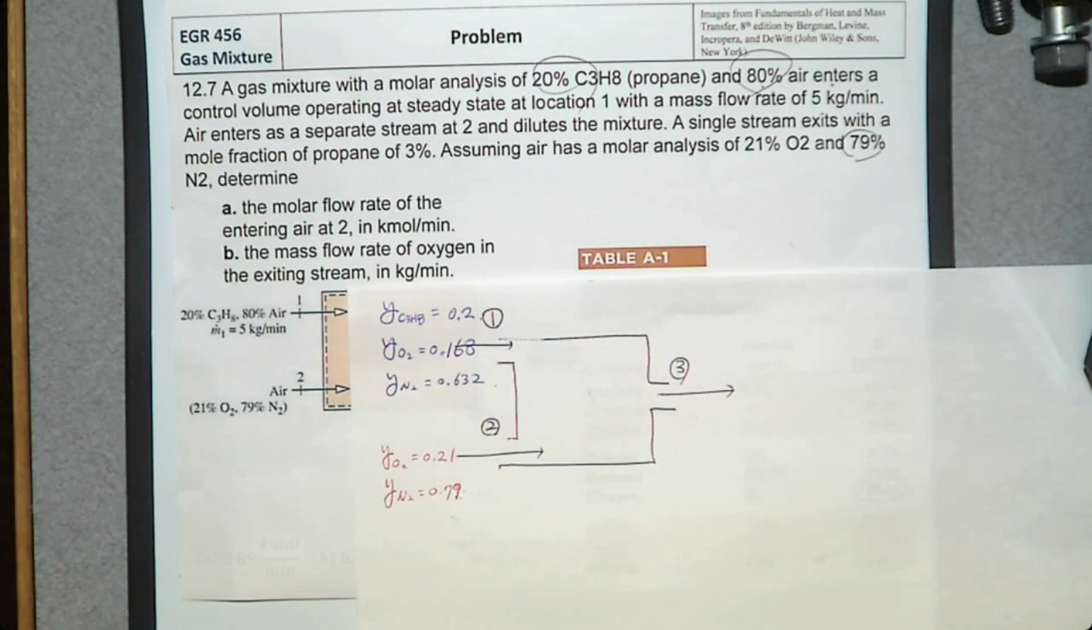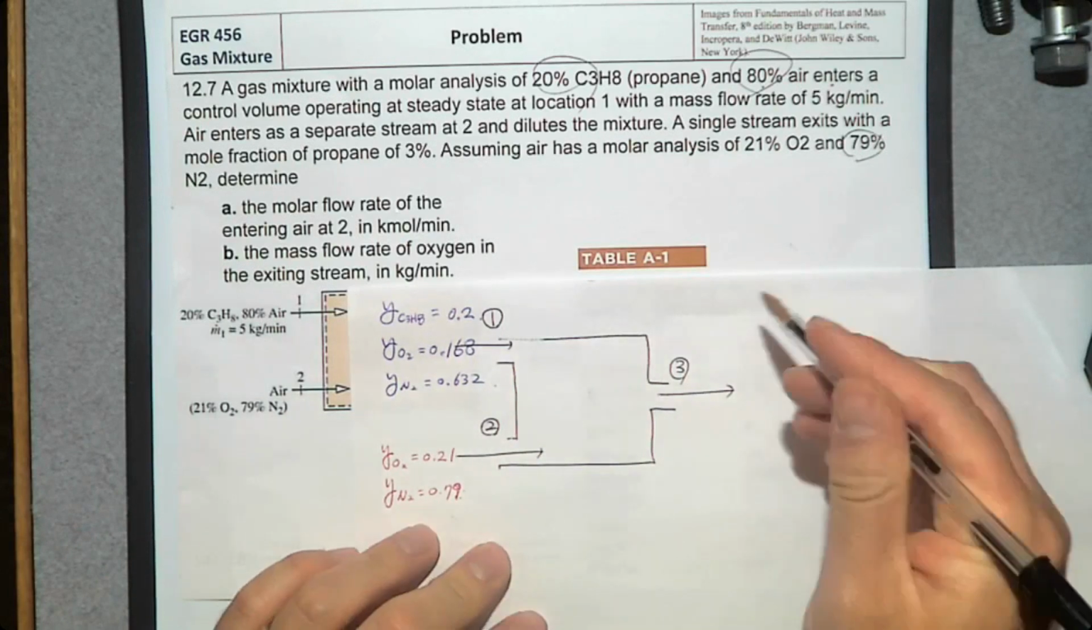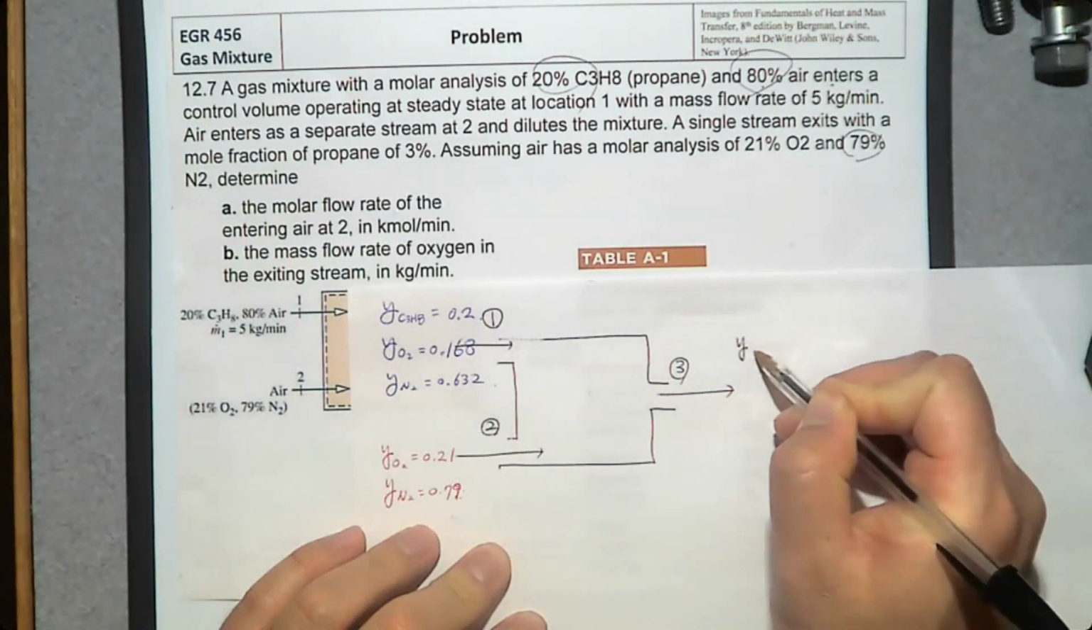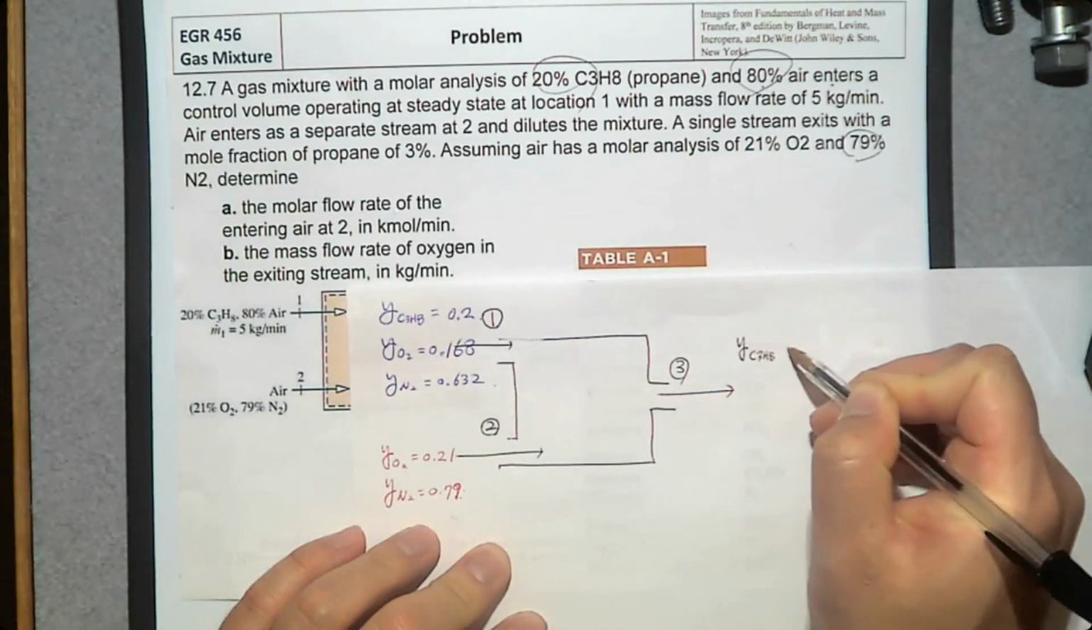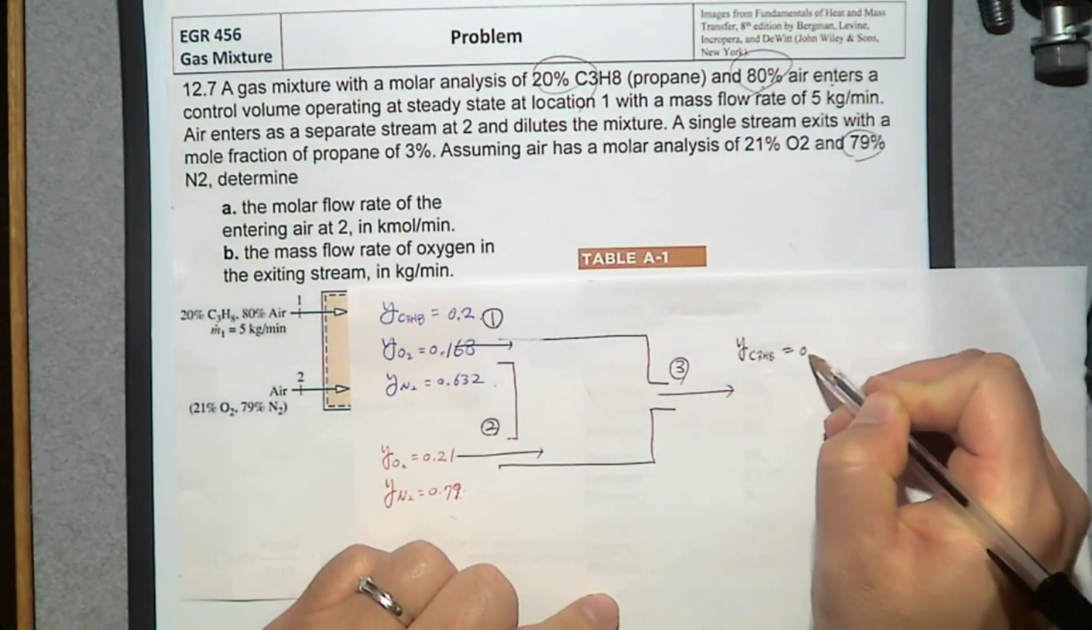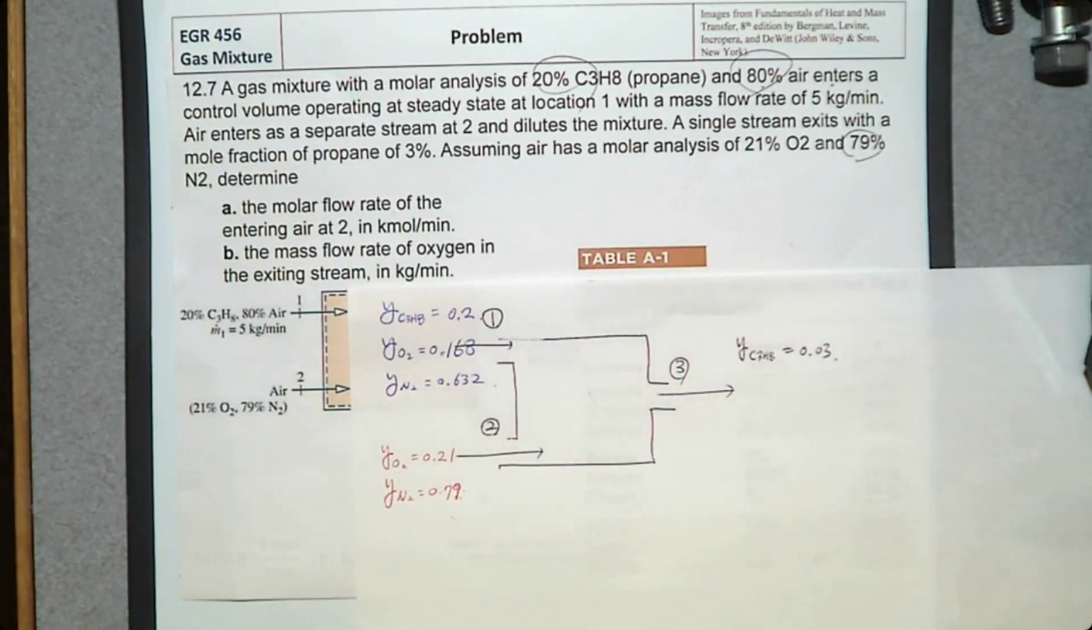And we have the exit. The mixture leaves the exit, and the mole fraction of propane is 3%. So the mole fraction Y of propane at the exit is going to be 3%, 0.03. And we have oxygen and nitrogen. Oxygen is going to be 21% of the air at number 3. And the mole fraction of air at number 3 is going to be 97%.